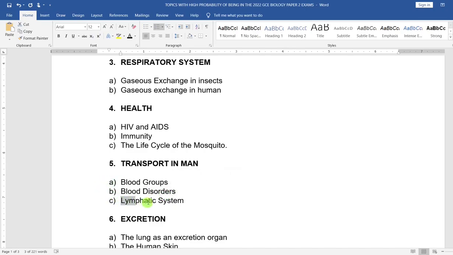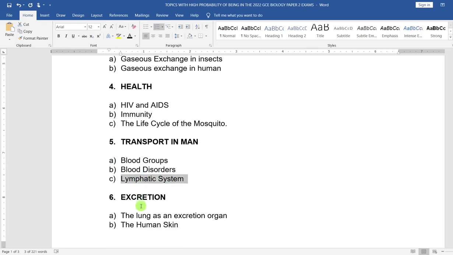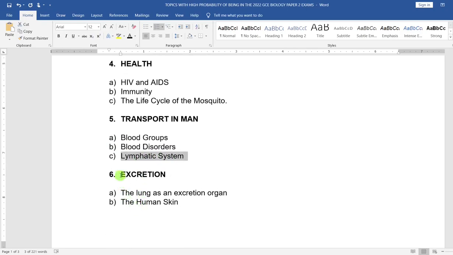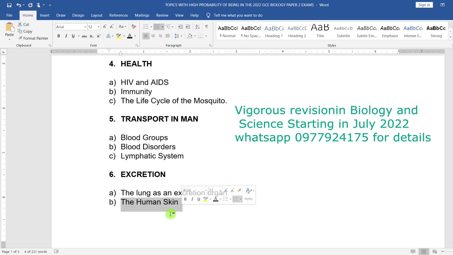Then you need also to look at the lymphatic system, or the transport system also of the hormones and the like. Then also you have to look at the excretion. Under excretion, you need to look at the lung as an excretion organ. So you need to study the lung as an excretion organ. How does the lung help in the excretion process? Also you need to look at the human skin. Also, how does it play a role in excretion?